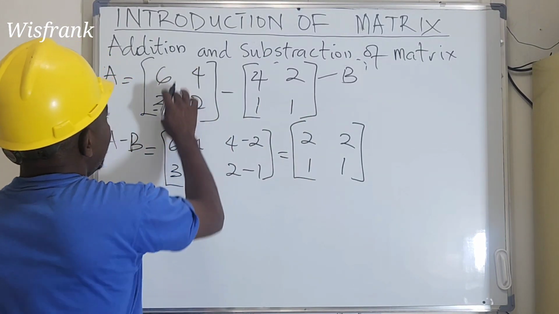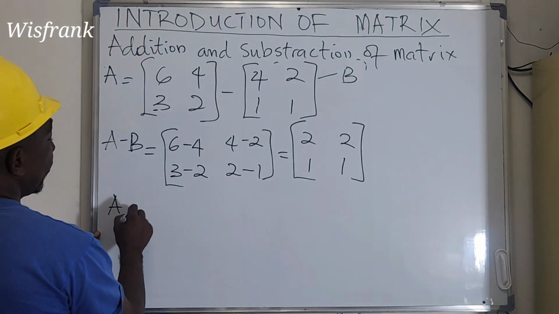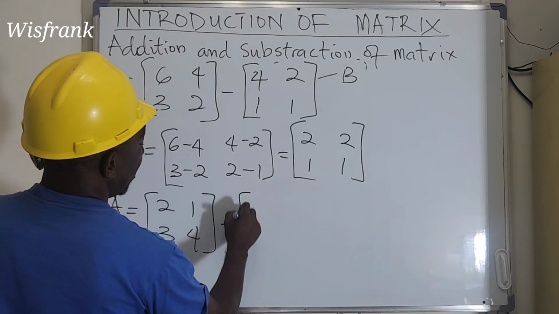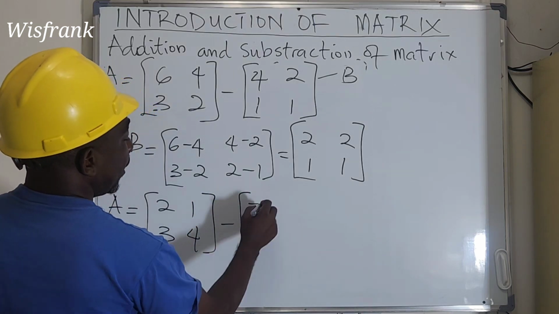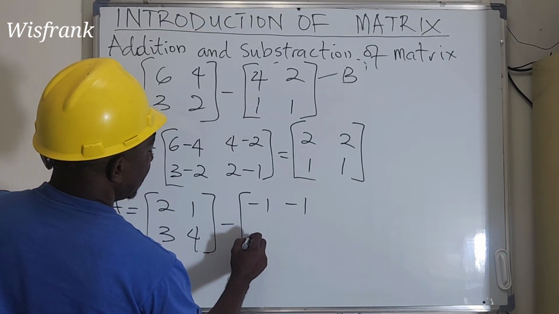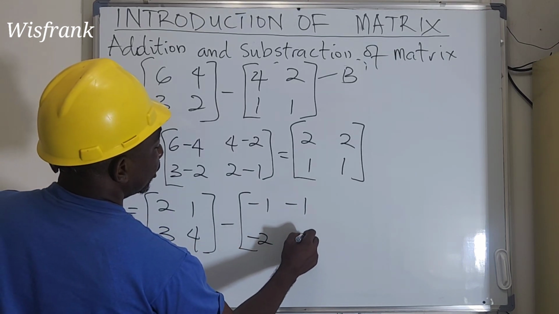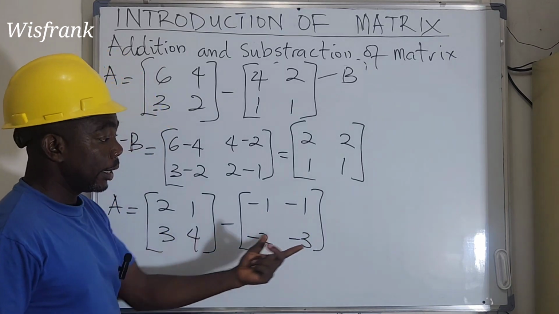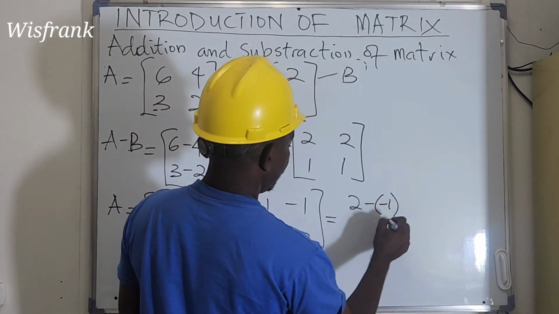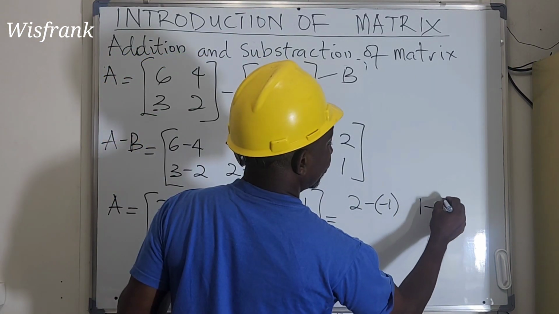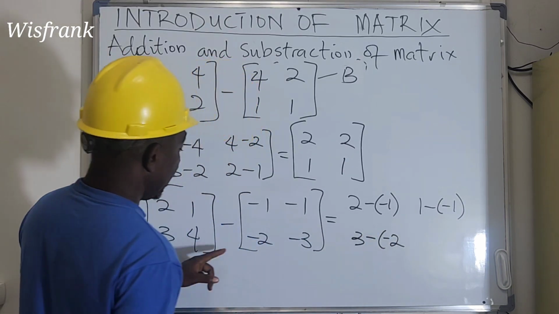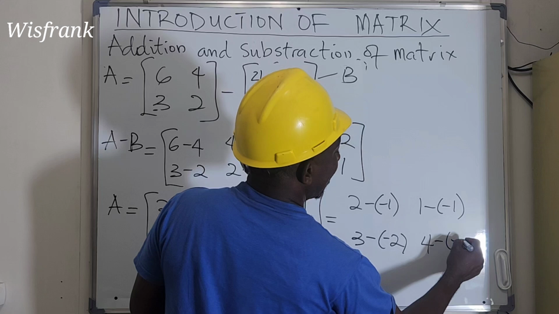Let's see if we have something like when we have A equals to 2, 1, 3, and 4. So we have minus, let's bring out a negative sign, minus 1, then minus 1. Then we have, let's say, minus 2 and minus 3. So for us to subtract this kind of matrix, it will be 2 minus 1. Then the next one is 1 minus 1. Then the second one is 3 minus 2. Then the third one is 4 minus 3.